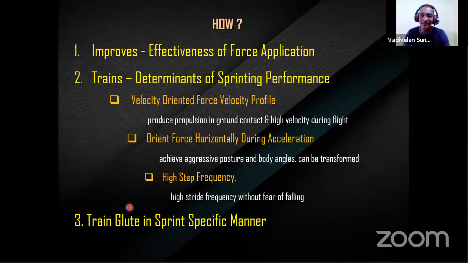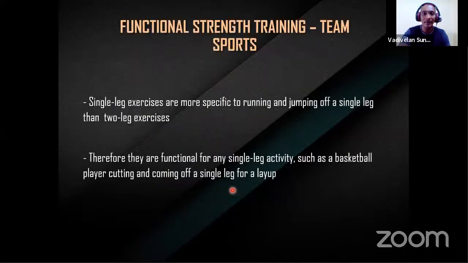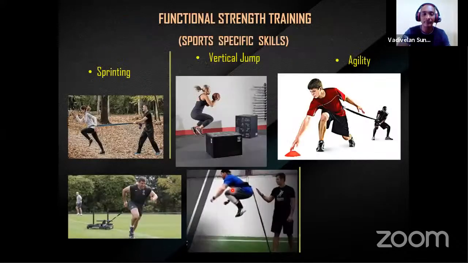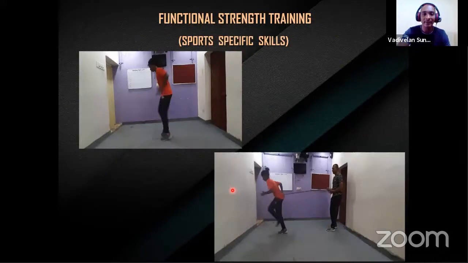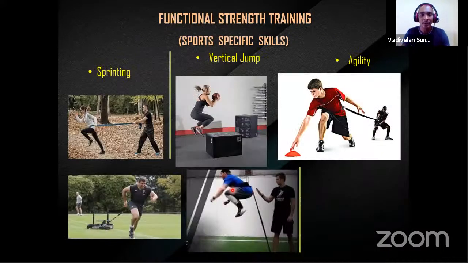And the last point is to train in a sprint-specific manner. As I told you, the late swing and stance phase can be trained through resistance and weight sled training. So this can be achievable through weight sled training. I have a video, just check this one, okay?